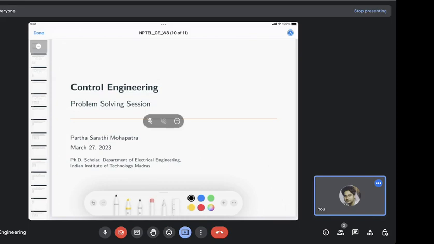So, good evening and welcome to this problem solving session for the control engineering course. In today's session, we'll discuss compensator design problems using root locus.